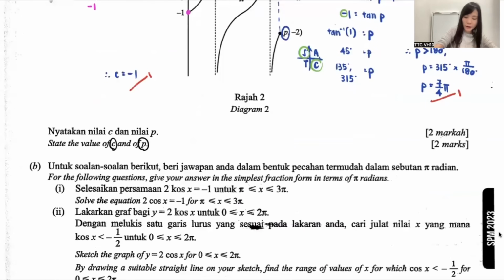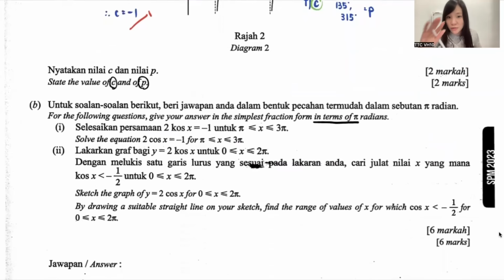B. B, they say what? For the following questions, give your answer in the simplest fraction form in terms of pi radian. So my dear, they want you to do this and the answer must be in simplest form. That's what they say lah. And then they say in terms of pi. So remember, all the answers must be in terms of pi, cannot be degree form, yeah? So my dear, the first one. The first one, they say solve. Solve means find, find the unknowns out.